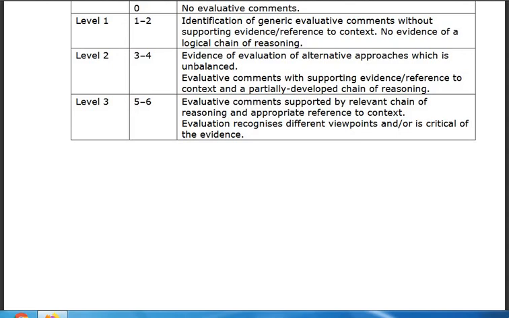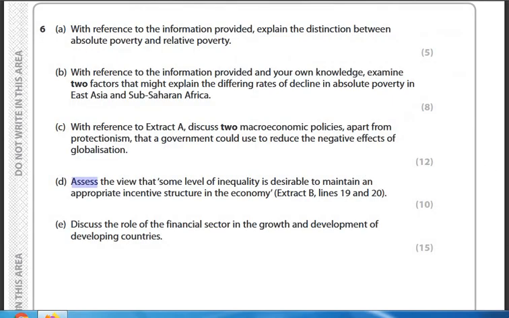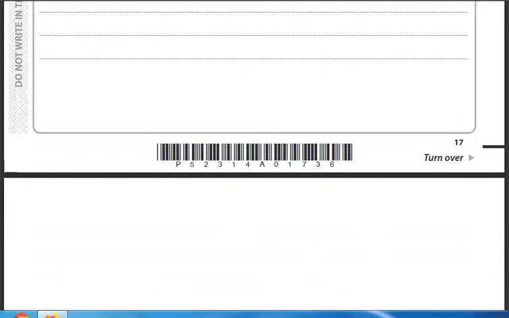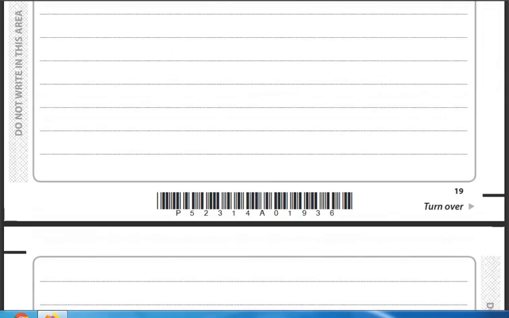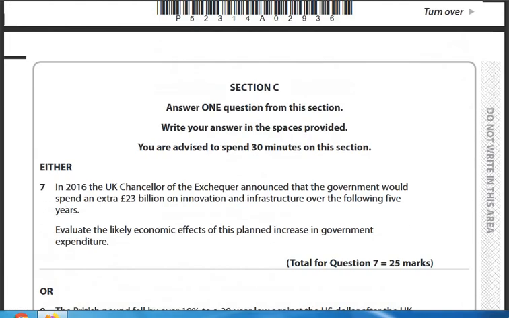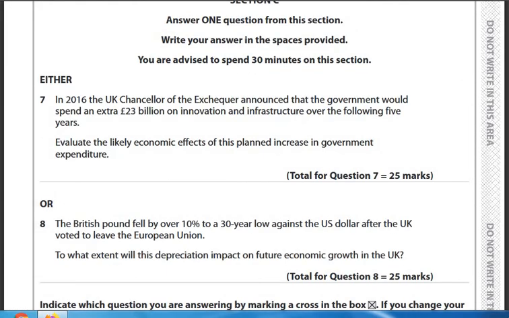Okay, so that is the end of section B. Section C is the essay bit of the paper. The modern name for that is extended response question. Let's have a quick look at that. Here it comes. So they reckon to spend 30 minutes on this. So again, time's really up against you.